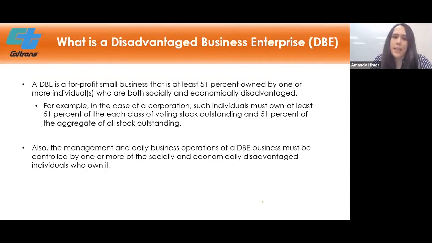So a DBE is a for-profit small business that is at least 51% owned by one or more individuals who are both socially and economically disadvantaged. So there's an example here on the screen. If you have a corporation, and we'll go into that in the application, if you have like an LLC or an S Corp, it'll have information on the application. But basically each person who's going to be a majority member has to be socially and economically disadvantaged.